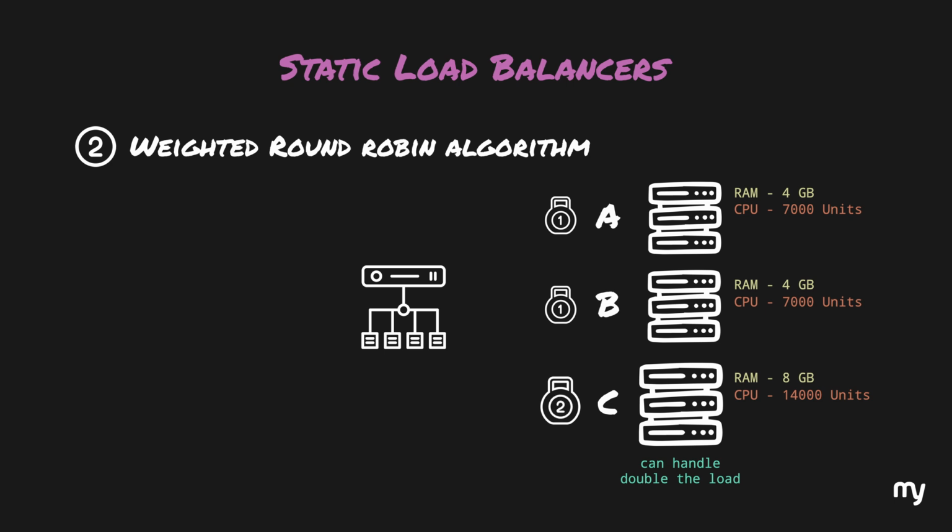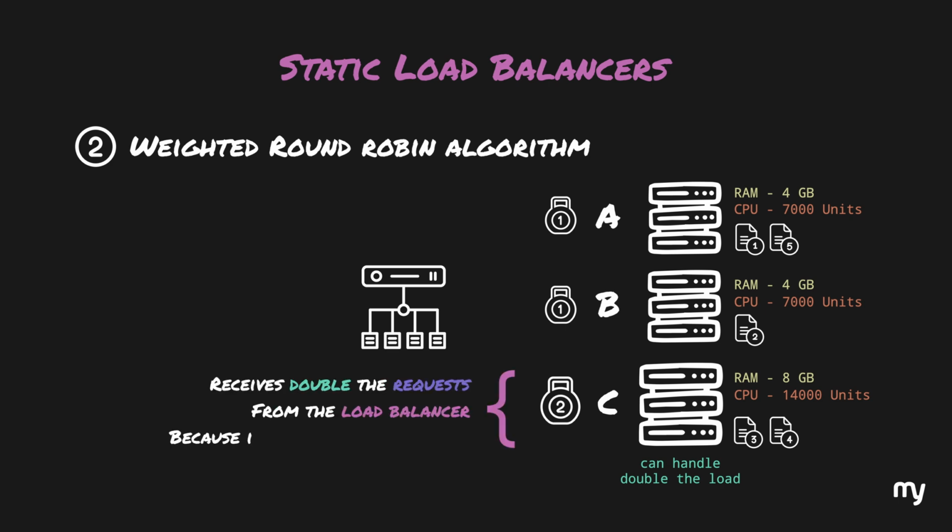So as the requests come in, request 1 goes to server A, request 2 goes to server B, request 3 goes to server C, and request 4 also goes to server C because it has double the weight. Request 5 goes to server A and the cycle repeats itself, ensuring that the server C receives double the requests because it has double the weight.